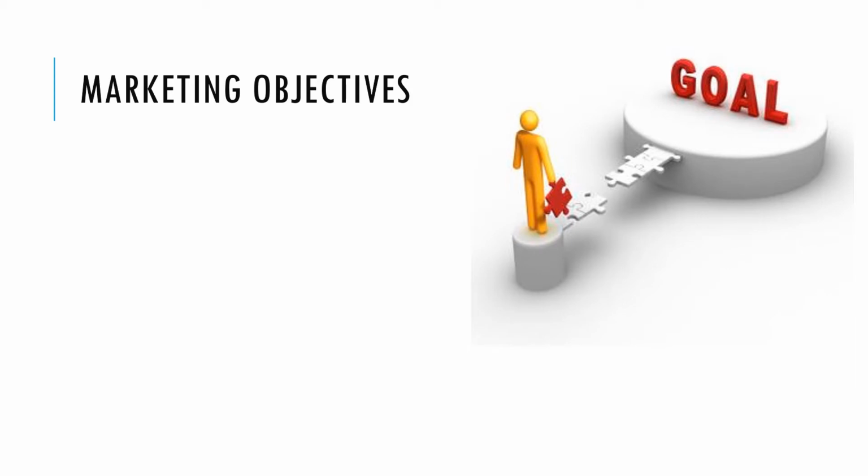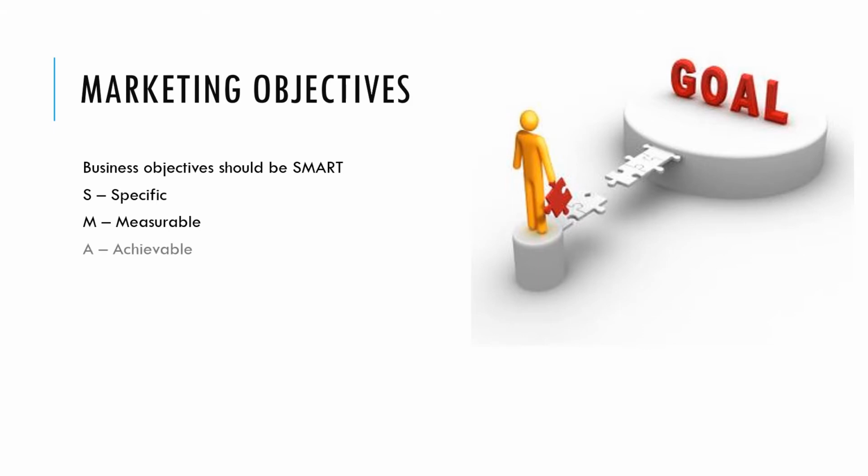Now, the marketing department within a business will set itself objectives. And first of all, these objectives will be SMART. And what do we mean by that? Well, the S stands for specific, the M for measurable, the A for achievable, the R for realistic, and the T for time-bound. So these should be clear objectives that are specific to the marketing department. They can measure when they've achieved them. They should be achievable, realistic, and also have a time frame.